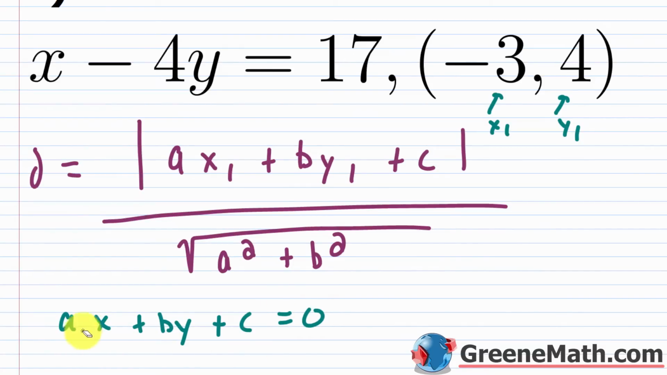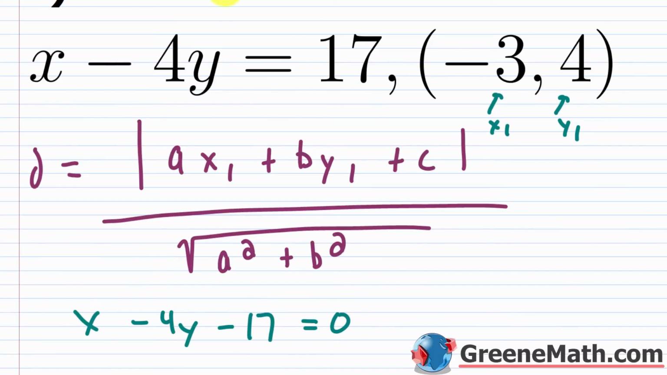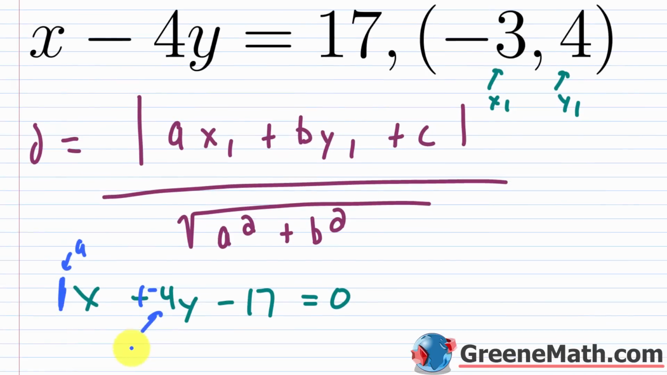Okay, so what I would do here is just say that this is x minus 4y. I could subtract 17 away from each side, so minus 17 equals 0. So now what you could do, if you want to label this, let's say that this 1 here, that's going to be your a. This, let's go plus negative, this negative 4, that's going to be your b. Let's go plus negative again, that negative 17, that's going to be your c.